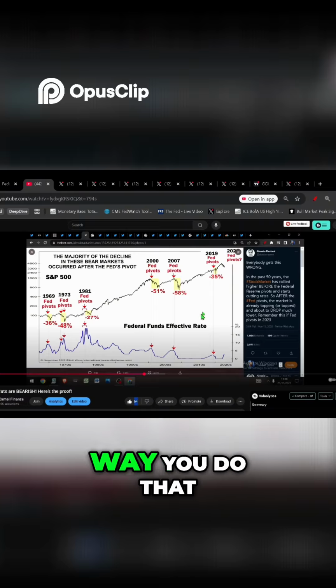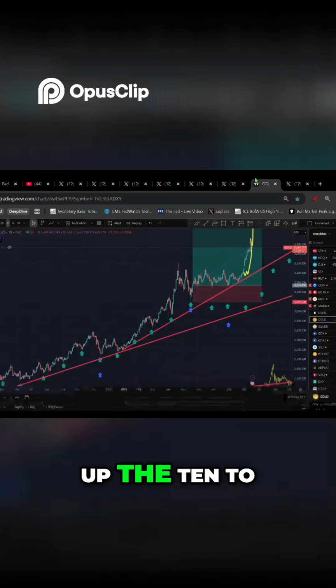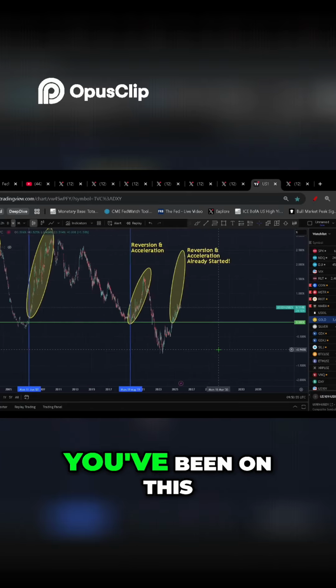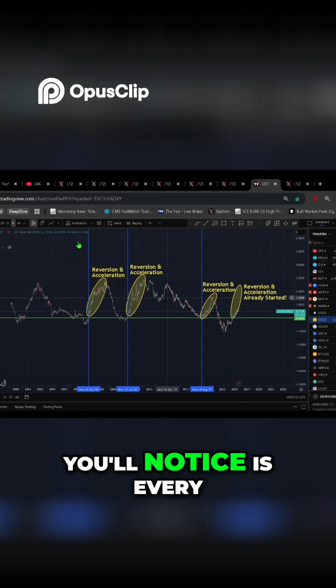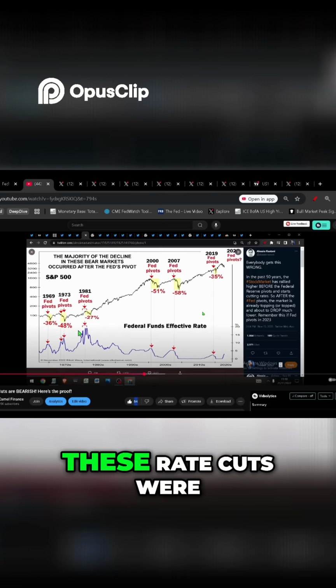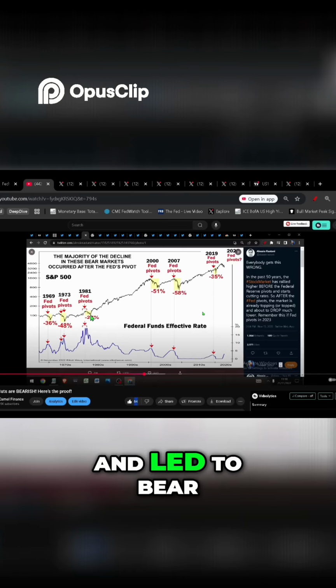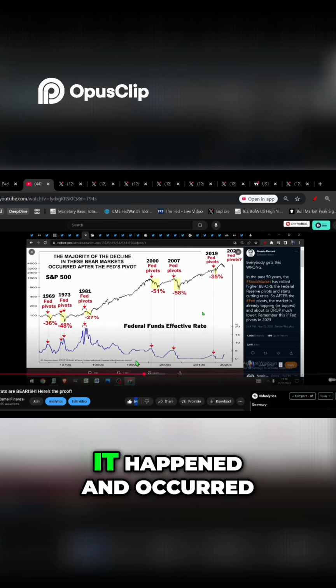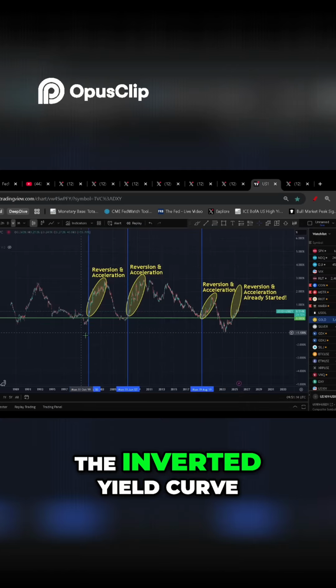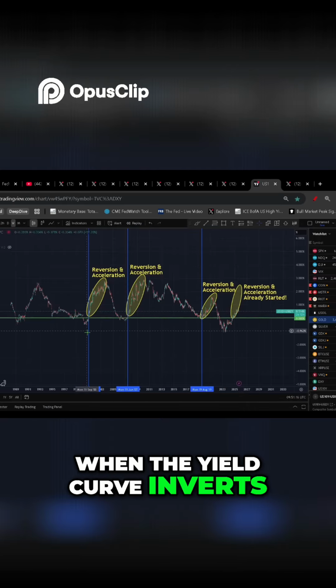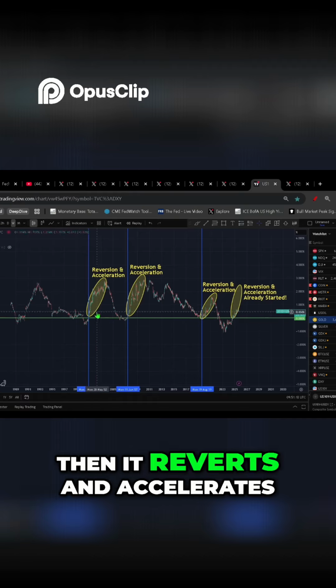right? And the way you do that is by simply pulling up the 10-2 yield curve, which if you've been on this channel before, you'll be familiar with this right here, okay? And what you'll notice is every single time that these rate cuts were cuts into a slowdown and led to bear markets in the stocks, it happened and occurred against a backdrop of two things. Number one, the inverted yield curve, okay? When the yield curve inverts, goes back below zero, okay, then it reverts and accelerates.